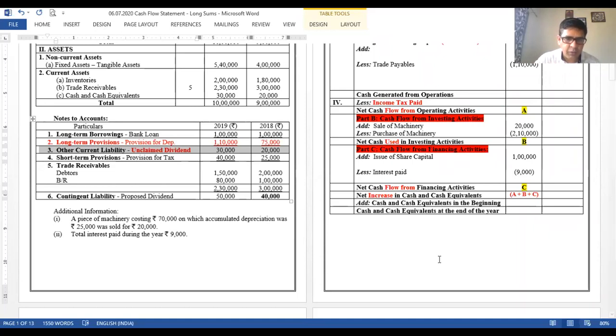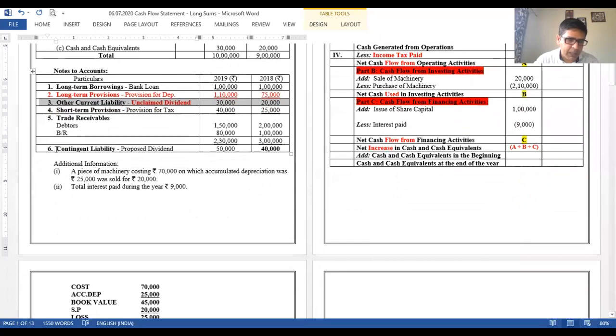So let us focus on this contingent liability, because these two are interconnected. Proposed dividend has been given as a part of the contingent liability. Opening was 40, closing is 50, right? 40 and 50. We know the opening balance has to be taken care of. So 40,000 is the dividend to be paid, but we know that unclaimed dividend has increased from 20 to 30. That means we did not pay 10,000 of dividend. So we have to show that working.